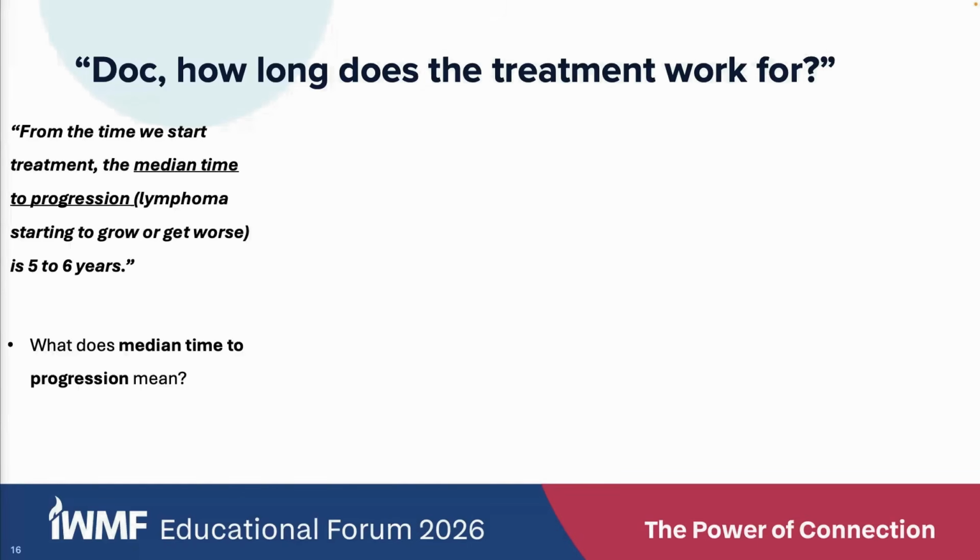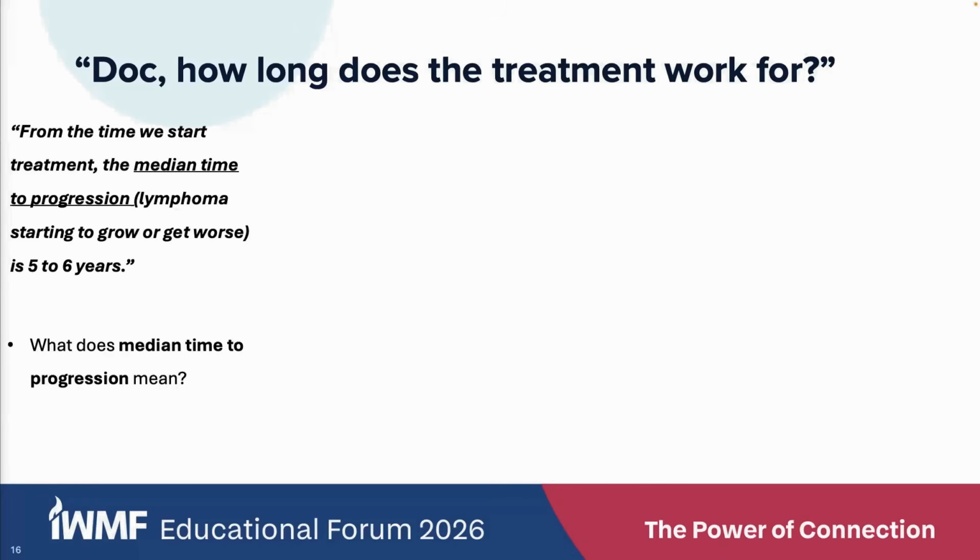It means that there's a 50% chance that your lymphoma is going to start getting worse within 5 years, and a 50% chance it's not going to start getting worse until after 5 years. Hope this makes sense. If it doesn't, let me know. We can talk about it again at the end. Now, I can't tell a particular patient if they're going to be number 1 or 2 or 4 or 7 or 9. There's no way to know that. I can give them an estimate as a group.